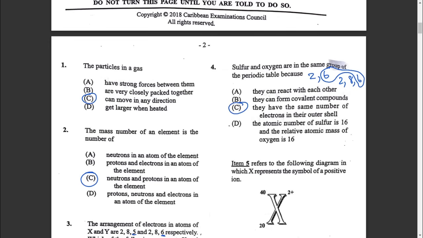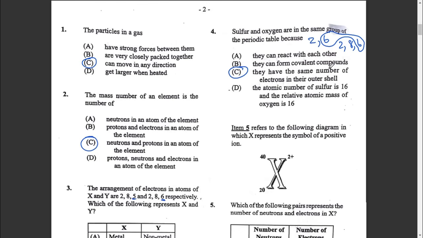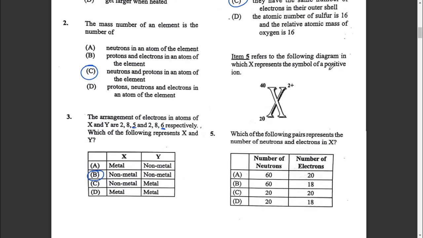Item 5 refers to the following diagram in which X represents the symbol of a positive ion. Okay, question 5. Which of the following pairs represent the number of neutrons and electrons in X? So the atomic number, which is also the number of protons, equals 20. The number of electrons for the neutral atom is also 20. The number of neutrons is 20, because if you subtract 20 from the mass number, you get the number of neutrons.